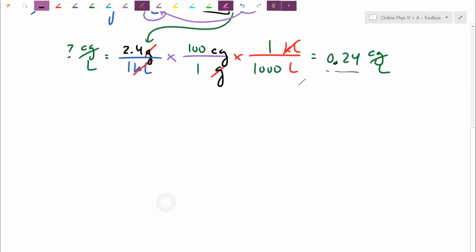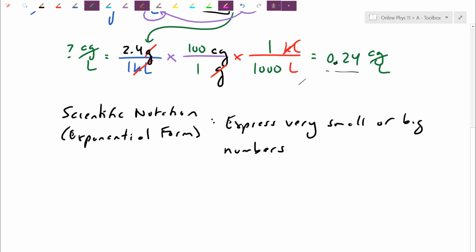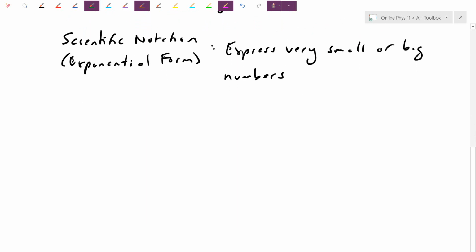Especially as numbers get to be really large, really fast, and really small, really fast, I just want to rehash with you scientific notation. So scientific notation, also called exponential form, is using an exponent to express very small or very big numbers. The standard way of writing it is going to be something like 1.2 times 10 to the 5. That is in scientific notation. That's an exponential form.